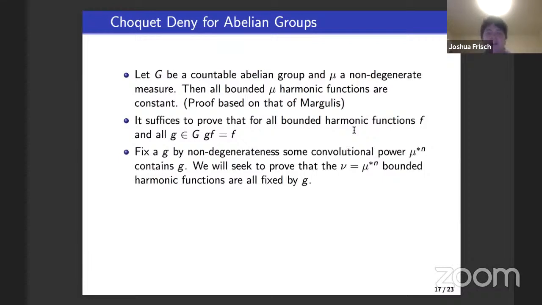Now, by the non-degenerateness, I'm going to choose a convolutional power where I have g in the support. That's what non-degenerateness means: you can just take a power where you get g. I don't think you technically need it here, but it does make the argument a little cleaner, so I'm going to use it. I'm going to give this nth convolutional power the name nu. And now we're going to analyze the new bounded harmonic functions, and we're going to claim these are all fixed by g.